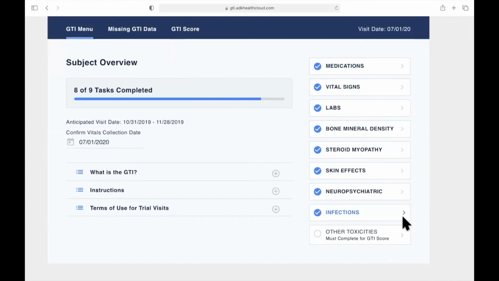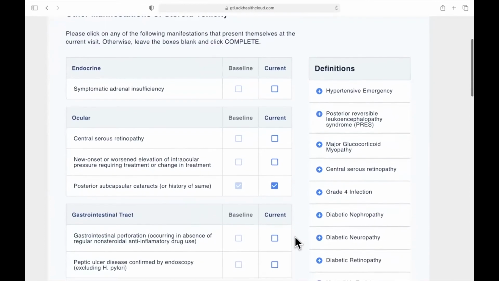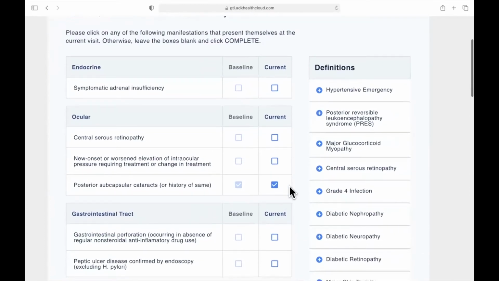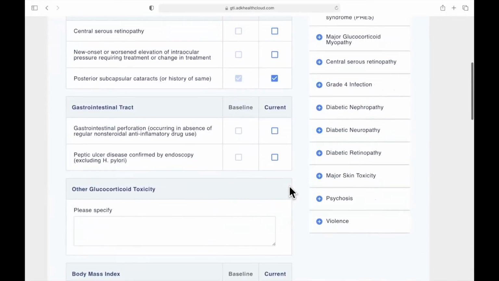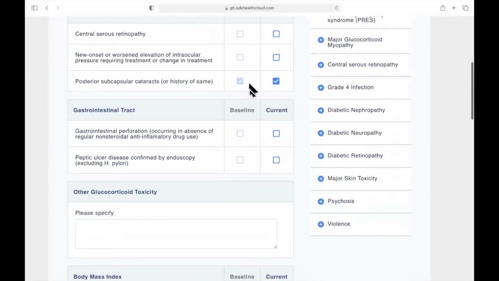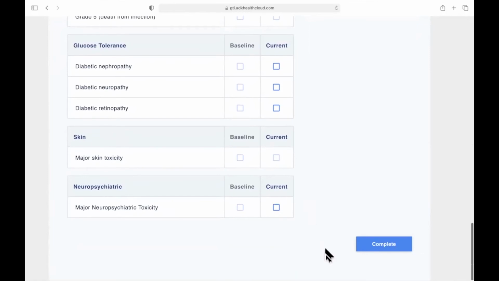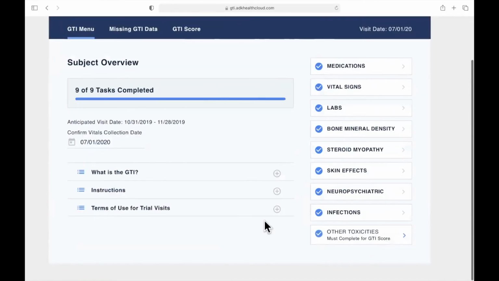And now we round out the list of other toxicities by looking at the specific list. And we'll just say that there have been no additional toxicities, but it shows that the patient had a cataract at baseline, and that was carried forward now to this follow-up visit because items in the specific list represent damage, they don't change. Okay, so now we're complete and we can get the first GTI score.